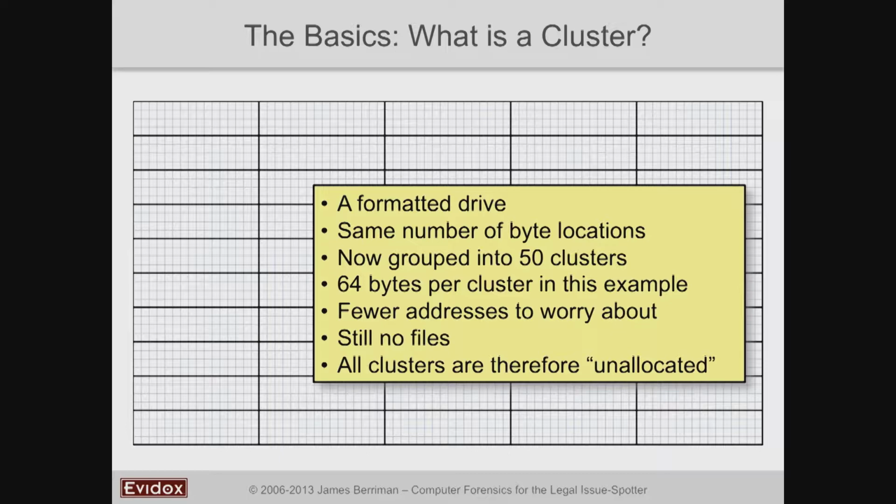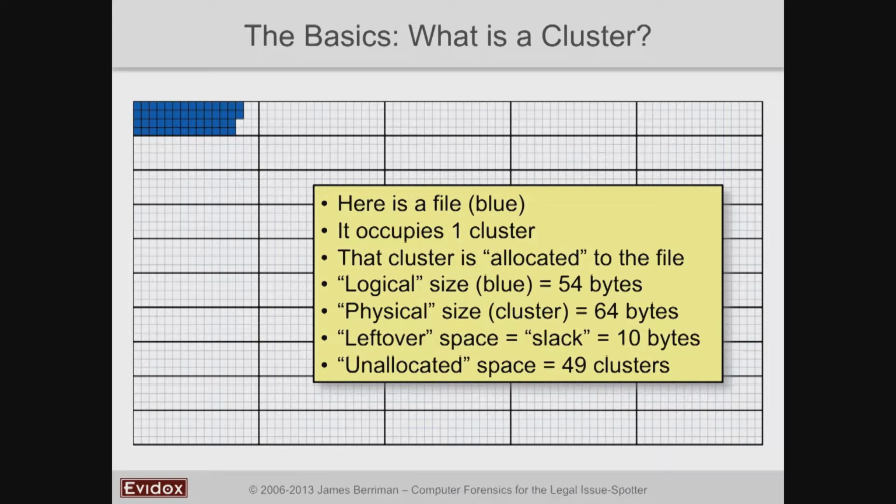Now there are far fewer clusters. In this example, there are 50. Instead of having 3,200 addresses to take care of, there's only 50, but each one contains 64 bytes apiece. So these are our school buses. Think of these as each a school bus. Now imagine that you sit down at your computer and you open up a text file and you type, what do we have, 54 characters, and you save that, a very small file. You see that it occupies most of one cluster, but there's some empty space at the end. That is one cluster, one file.